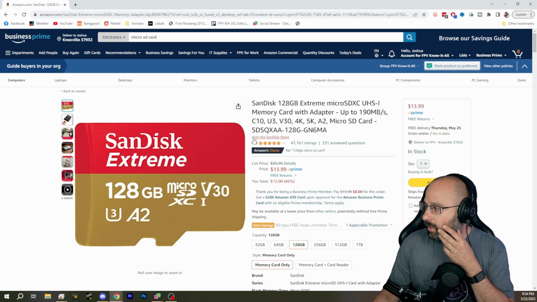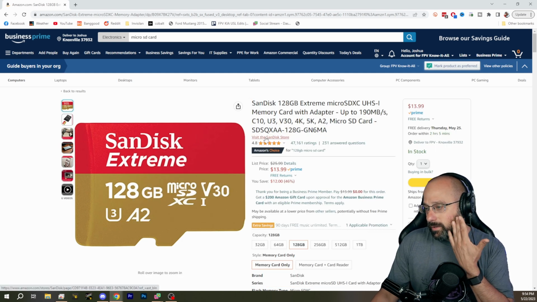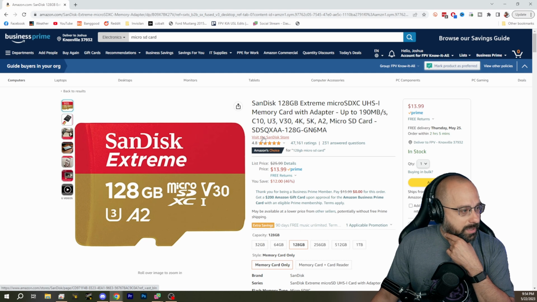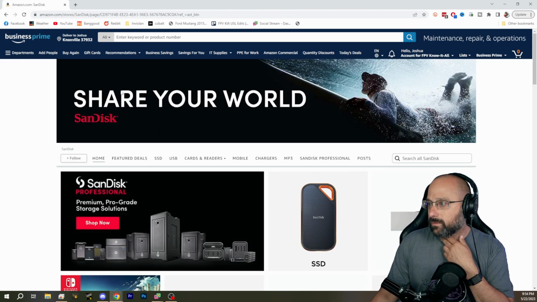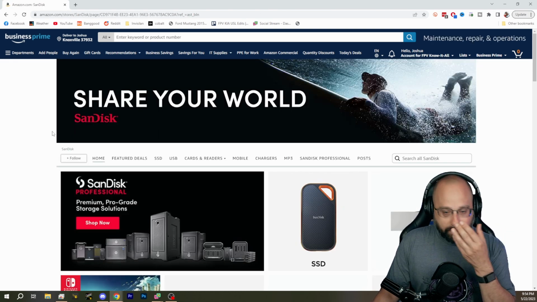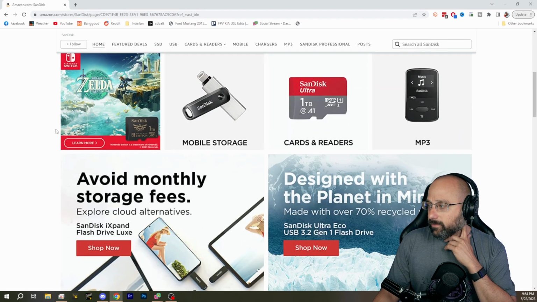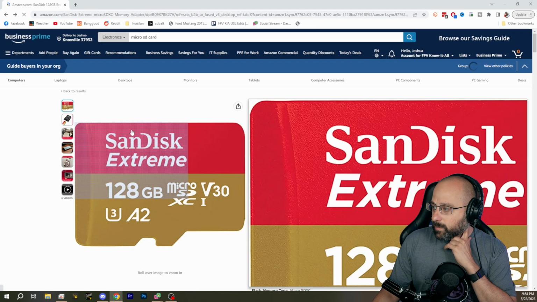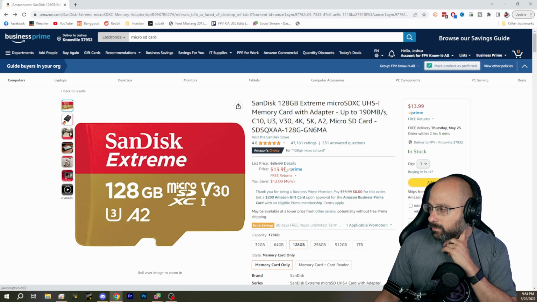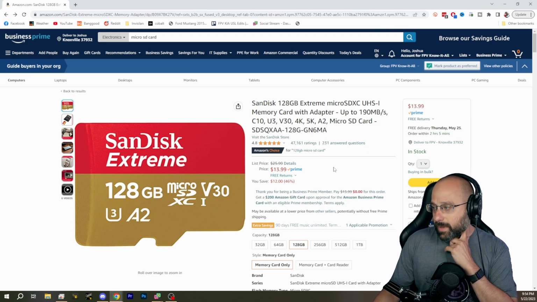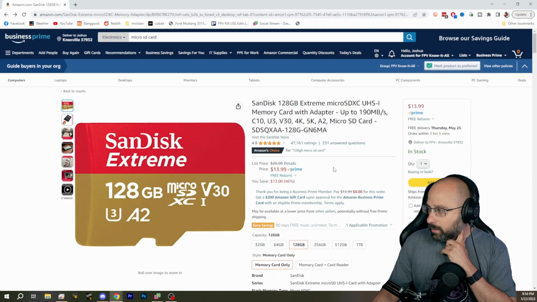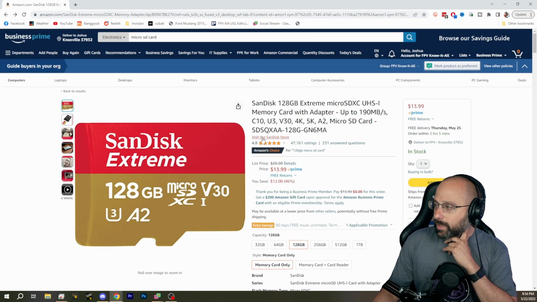But this, who's selling this? This is the SanDisk store. Clearly this is legit. If I go on Amazon and it says this is the official SanDisk store, I don't think I'm getting fake stuff. I think I'm buying from SanDisk. That's my take. If it's some third party seller, maybe I would be more hesitant. Yeah, always look at who you're buying from when you buy on Amazon.